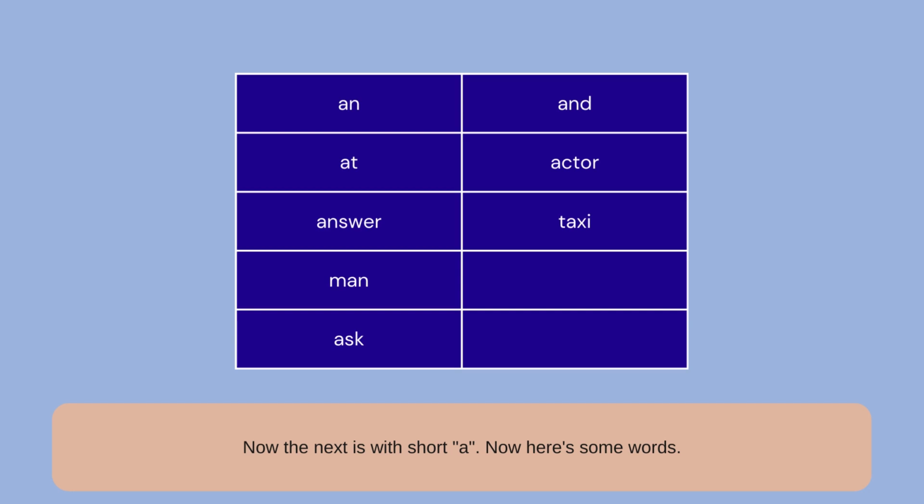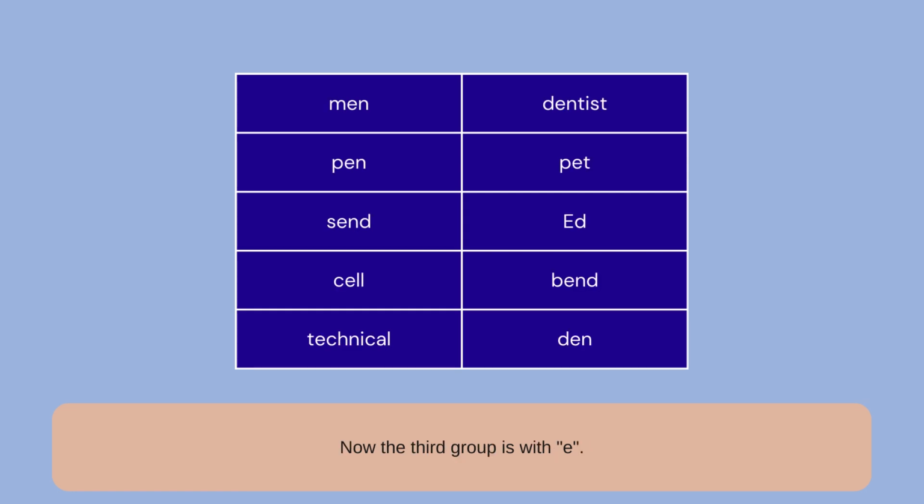Now the next is with short A. Now here are some words. An, at, answer, man, ask, and, actor, taxi. Now the third group is with E. Men, pen, send, sell, technical, dentist, pet, Ed, bend, den.